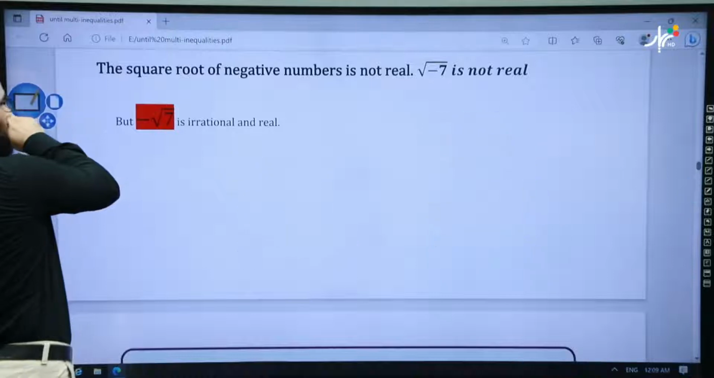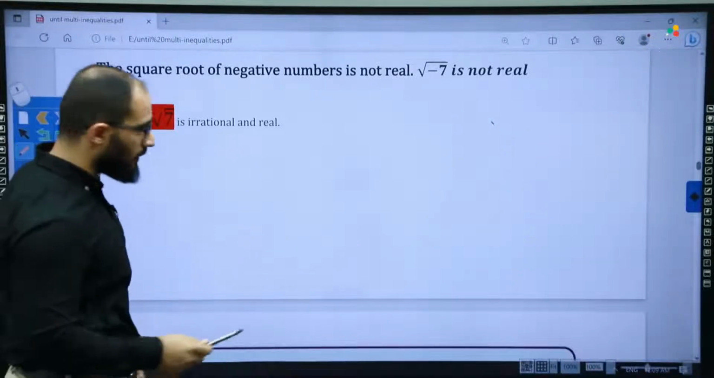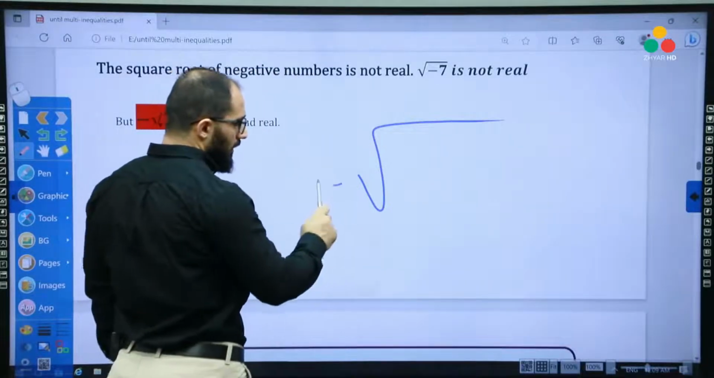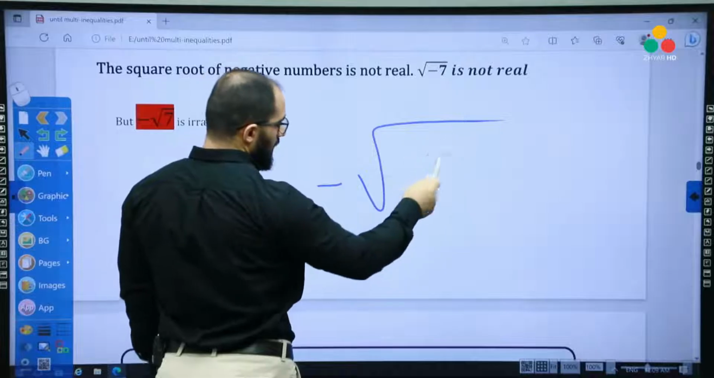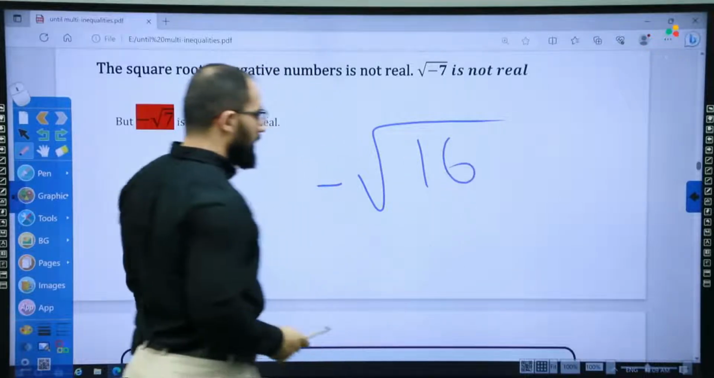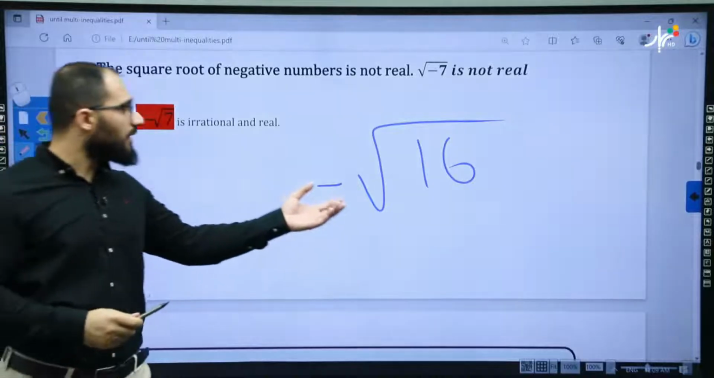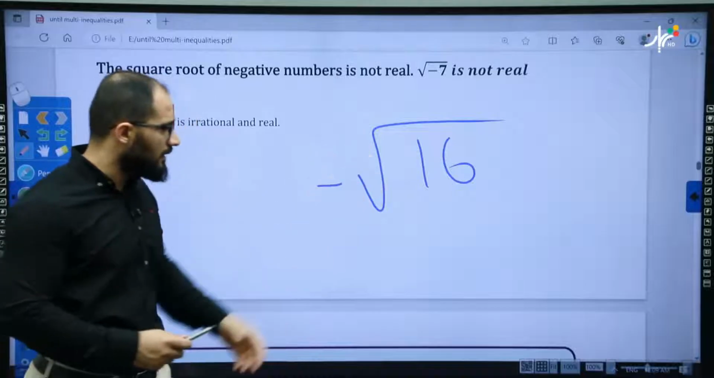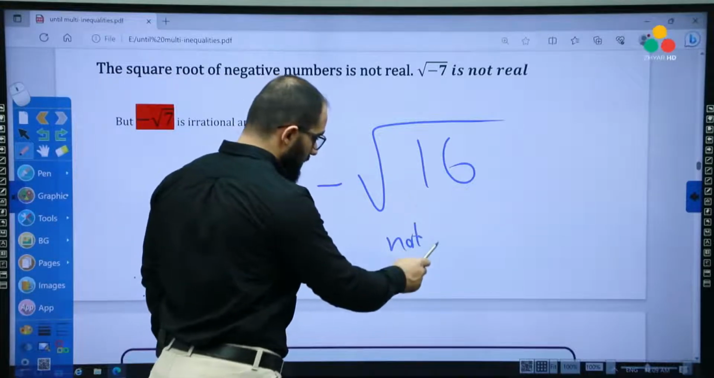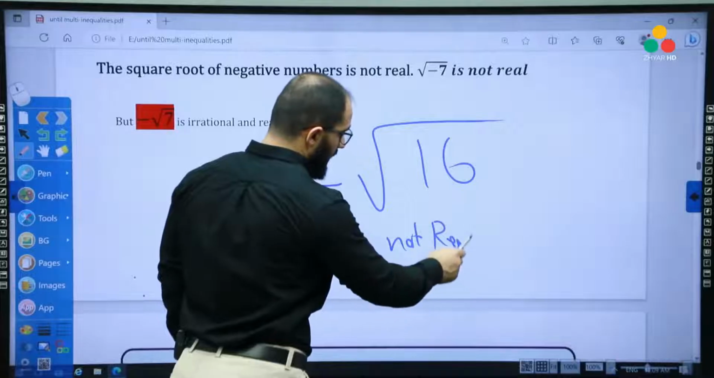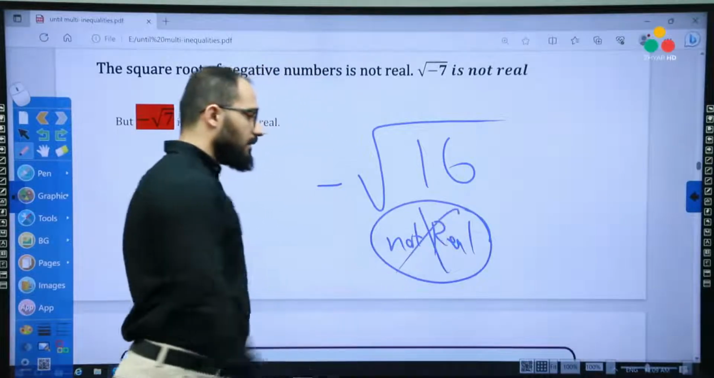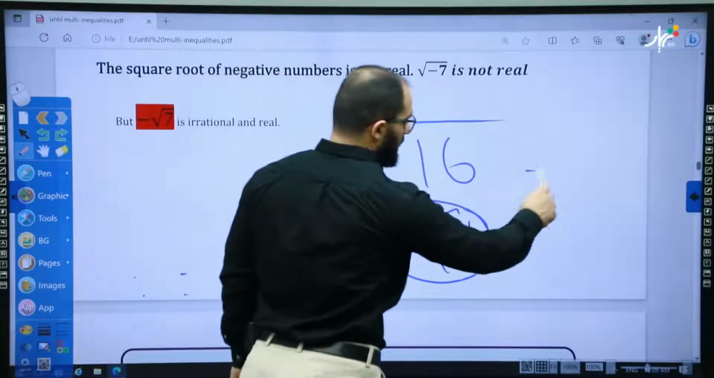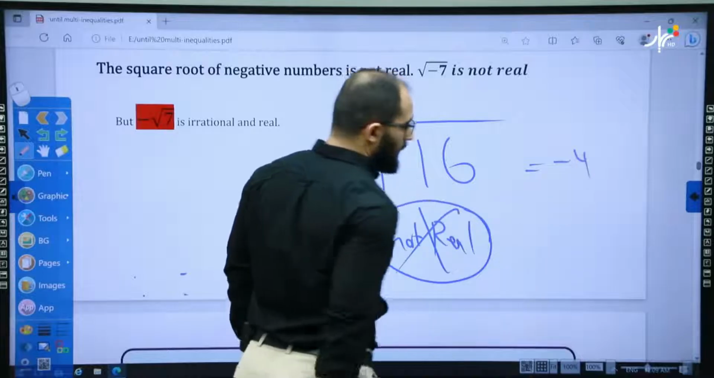But sometimes students are going to mix up the subject. For example, we have negative square root of 16. Maybe you mix this number with the other one and you say, because you have a negative square root, it is not real. But be careful. Do not make that big mistake. This number is going to be negative 4.